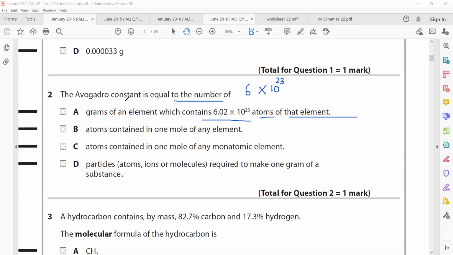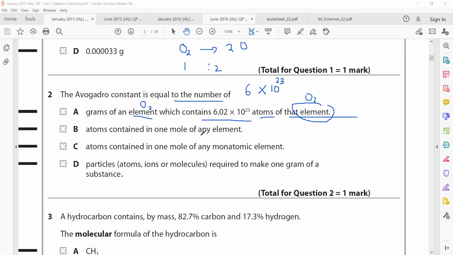Because that element can be monoatomic, or it can be diatomic. For example, if that element was oxygen, so a gram of oxygen which contains 6 exponent 23 atoms of oxygen, this statement will not be true. Why will it not be true? Because the number of atoms present in 1 mole of oxygen, the ratio will be 1:2. So the number of atoms will not be equal to 6 exponent 23, it will be twice of that. So this statement is not explaining Avogadro's constant correctly.